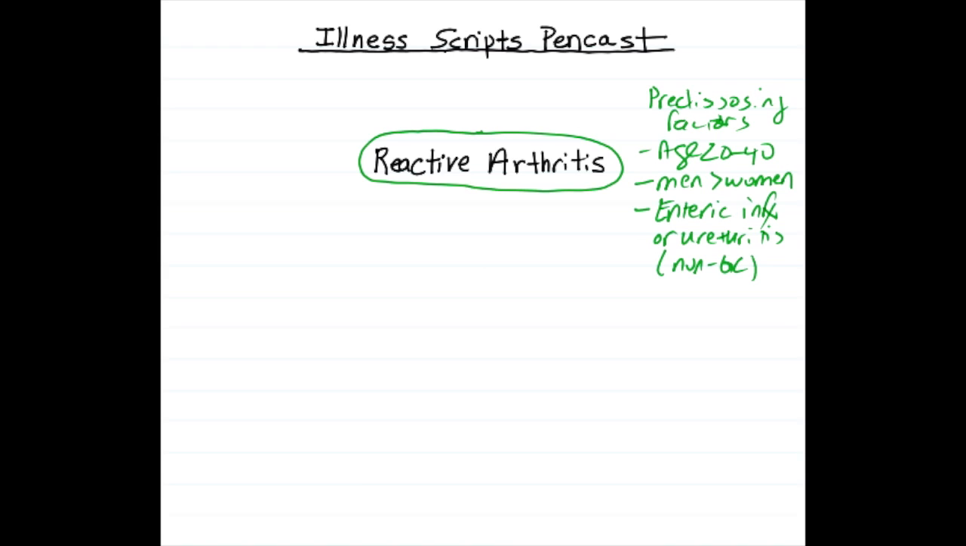HLA-B27 is also characteristic in these patients, but it's not required for diagnosis because you only see it in about 60 to 80% of patients that actually have reactive arthritis. Thus, it's not all that useful.